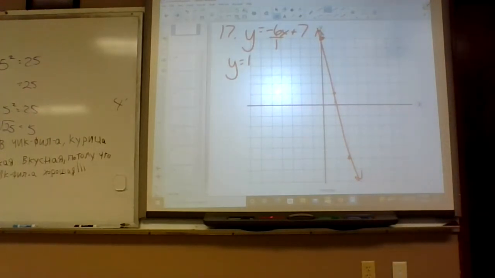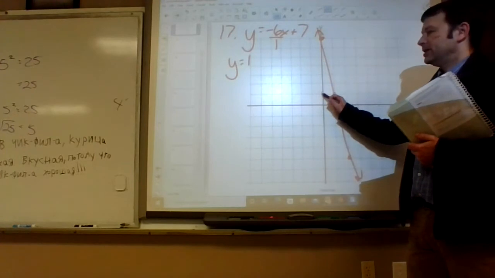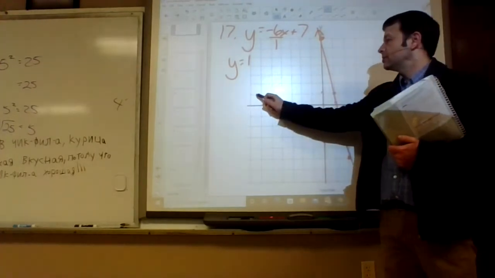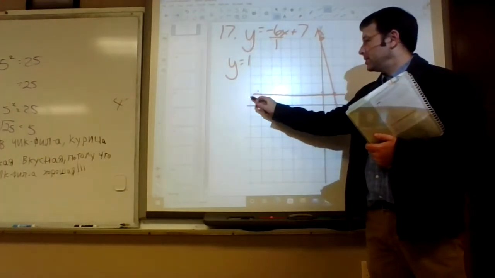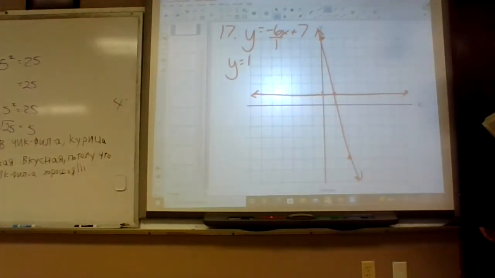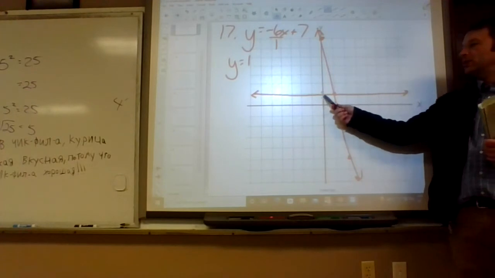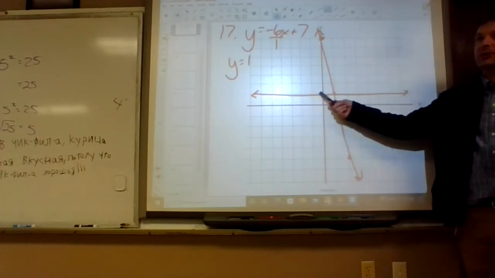Okay, how do we graph y equals 1? You go up the y-axis to 1, and you draw a horizontal line. Yeah, horizontal. I have a feeling we didn't necessarily do too great on the test. You go up the y-axis to 1, and then just draw a horizontal line through that.